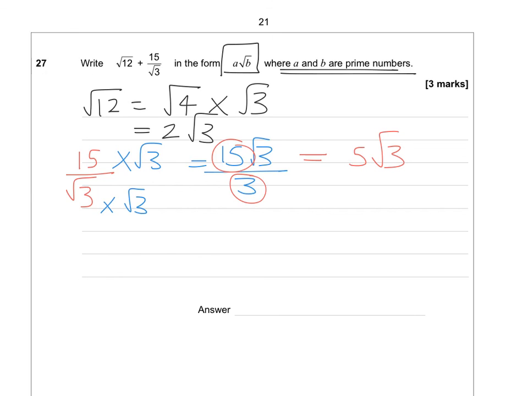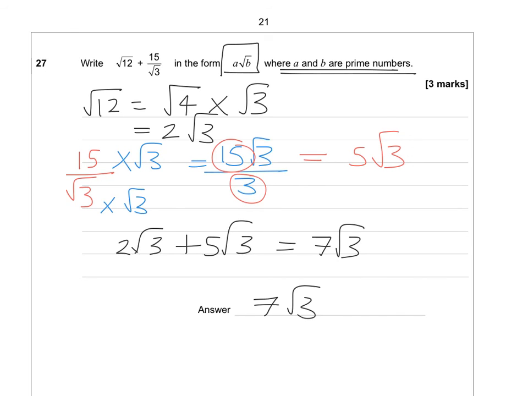15 and 3 in the denominator then simplify, so we can cancel it down to 5 root 3. So the final question becomes 2 root 3 plus 5 root 3, which gives us 7 root 3. Now that is in the form a root b, where a is equal to 7 and b is equal to 3, and both are prime numbers.